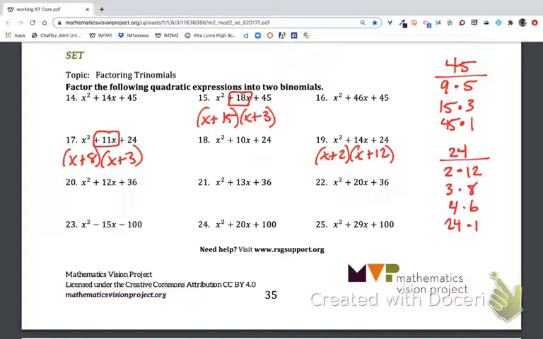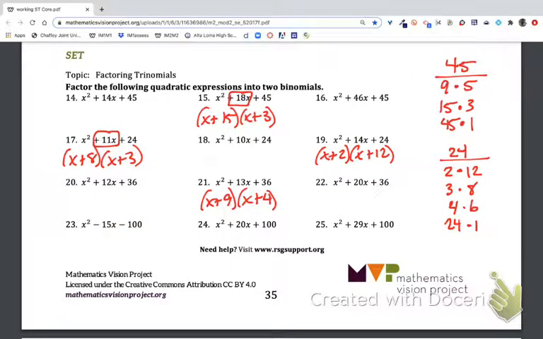For 20, 21, and 22, we're trying to find those factors of 36. Well, x plus 9 times x plus 4 would be our solution there. The tricky one is 23, 24, and 25, because now we've got a negative 100 in here.